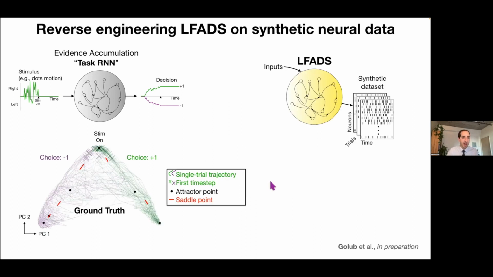So on the left, I'm reminding you what we found in the task RNN. And this is the ground truth dynamic that we hope to recover. Okay. And this is what we find when reverse engineering the LFAS model. It's also an effective line attractor.